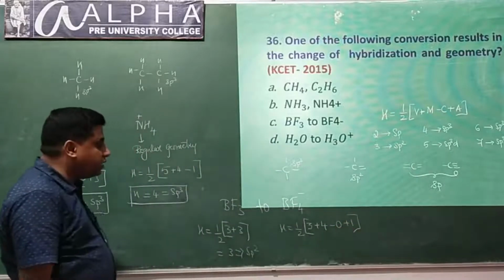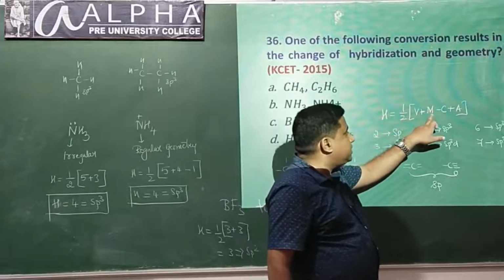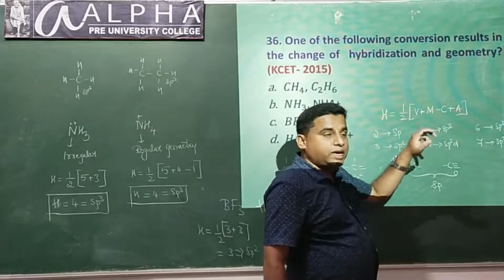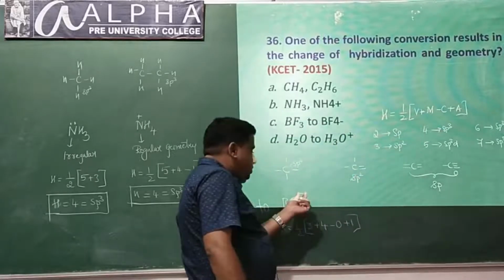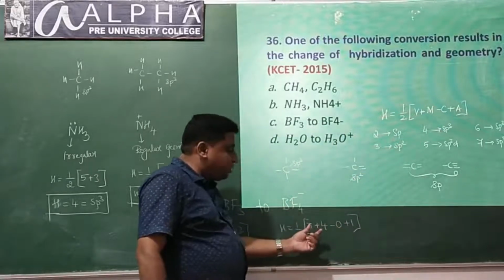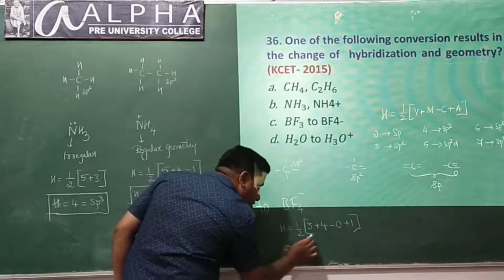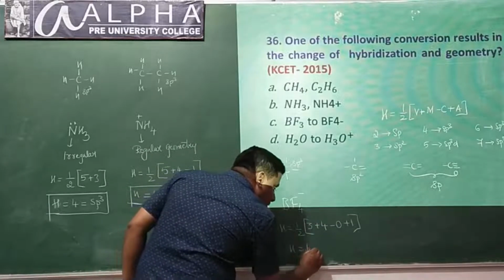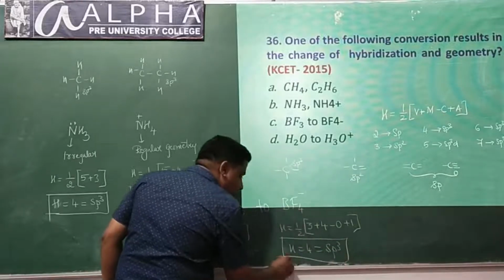Total negative charge, half of V plus M minus C plus A. Total positive charge is 0, total negative charge is 1. So 4 plus 3 is 7, 7 plus 1 is 8. Half of 8 is 4. 4 means what type of hybridization? sp3 hybridization.